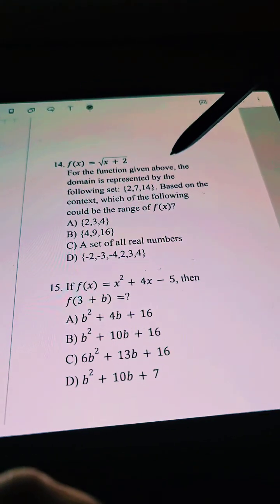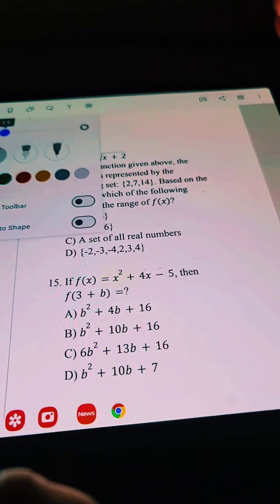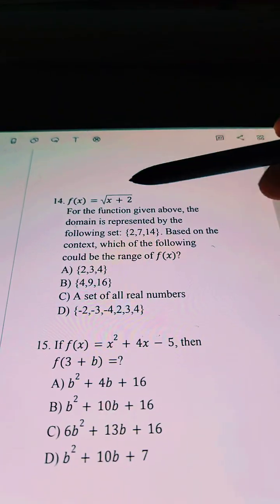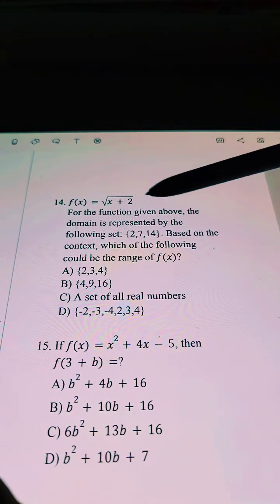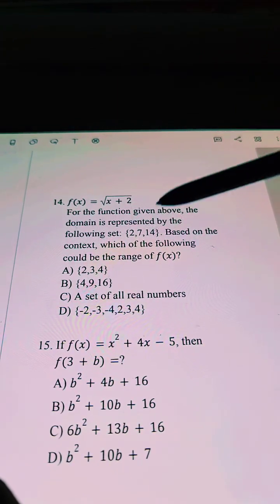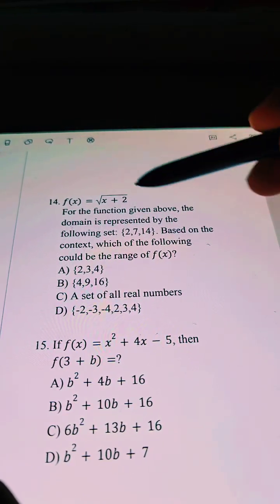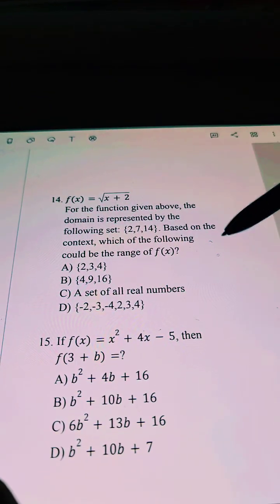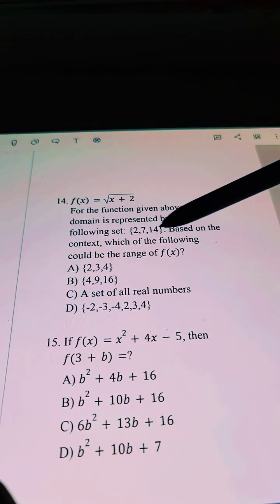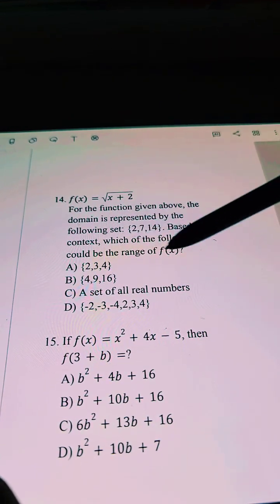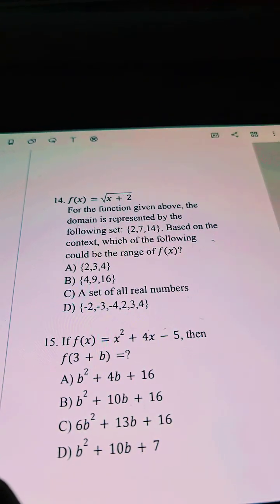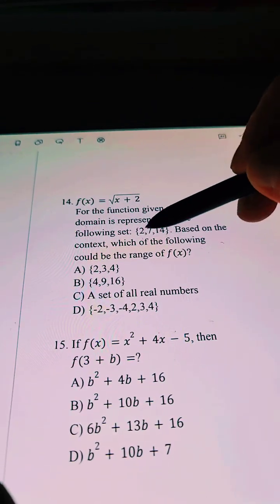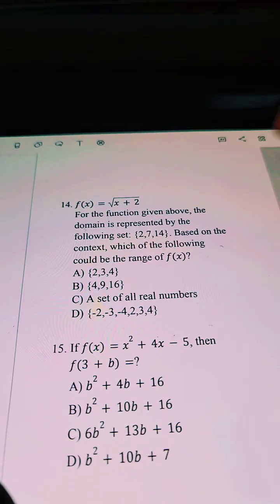Okay, so now let's go to number 14. So f of x is equal to this. For the function given above, the domain is represented by the following set. So domain is just like the x values, like the possible x values. Based on the context, which of the following could be the range of f of x? So like if these are my possible x's, what are my possible y's or f of x's, is what it's basically asking. So these are my possible x's, so let's plug those in.